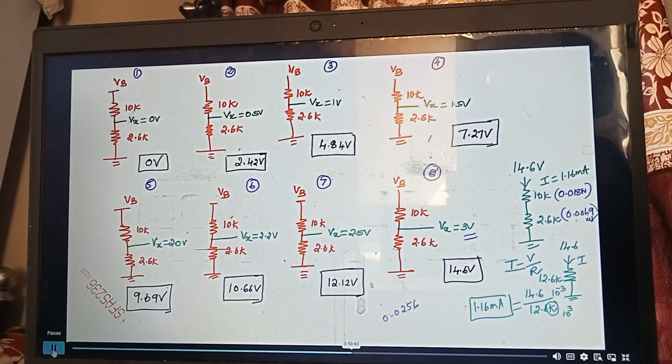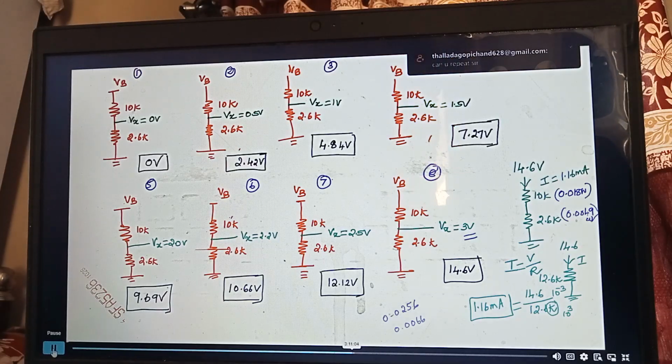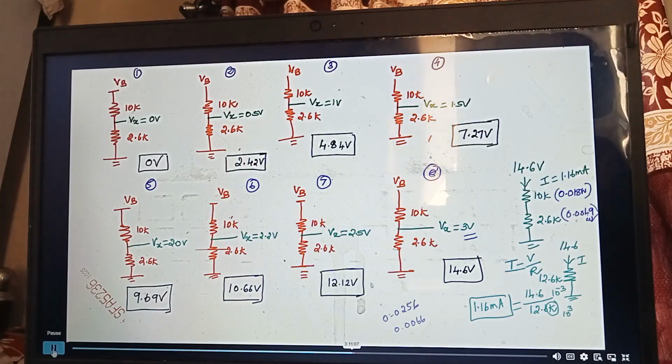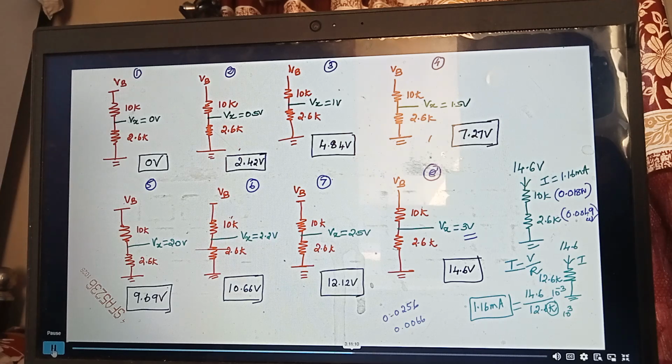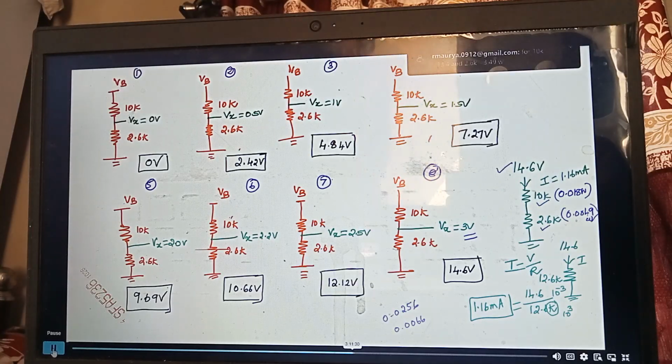Please check and confirm your answer. We are going to find what size of resistor we are going to install, correct? We have taken the circuit assuming that the maximum battery pack voltage is going to be 14.6. And two resistors are in series, 10K and 2.6K. That is our configuration, correct?